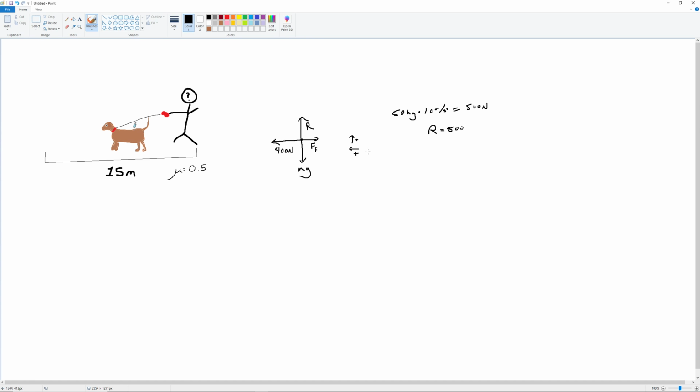So now that we have the reaction force, we can figure out the force of friction using the equation mu times R. And so when we plug those things in, we get 250 newtons.